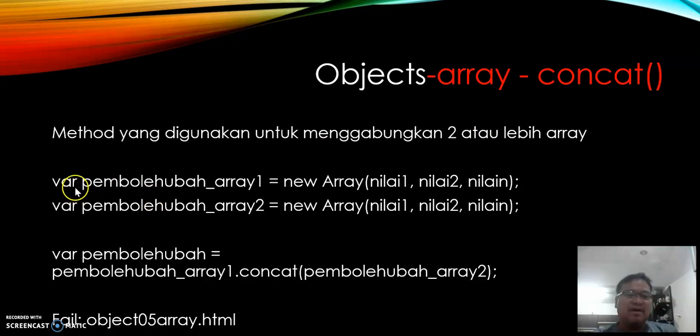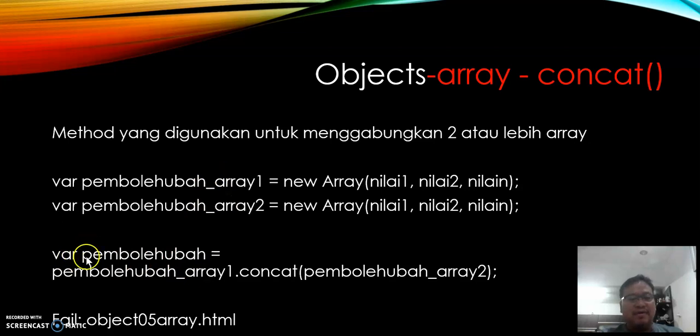For example, we have a variable, array 1, and then new Array with the values of array 1. Then we have another variable, for example array 2, with new Array and its values. So here we have two new variables, array 1 and array 2. And then how do we combine these two arrays to become one array?